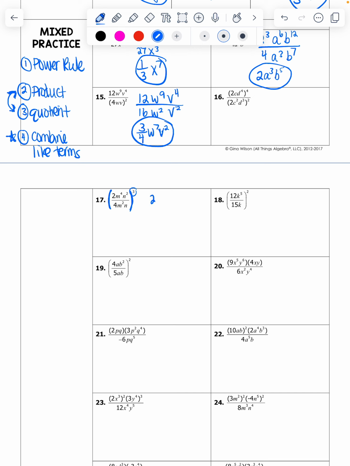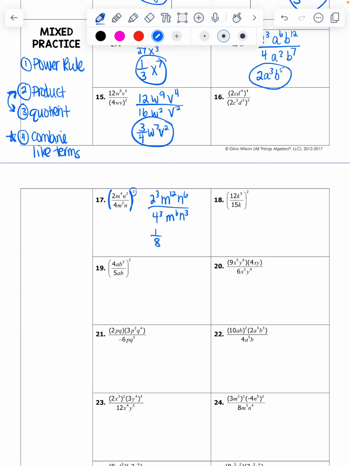So this would become 2 to the 3rd, m to the 12th, n to the 6th, all over 4 to the 3rd, m to the 6th, n to the 3rd using the power rule. And then I'm going to use the quotient rule. Now, 2 to the 3rd divided by 4 to the 3rd. I'm literally just typing this in my calculator. I get a decimal, I hit math, enter, and that simplifies to be 1/8.